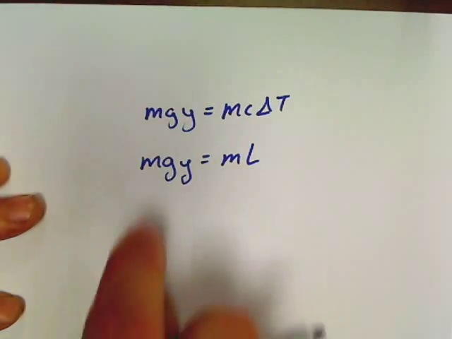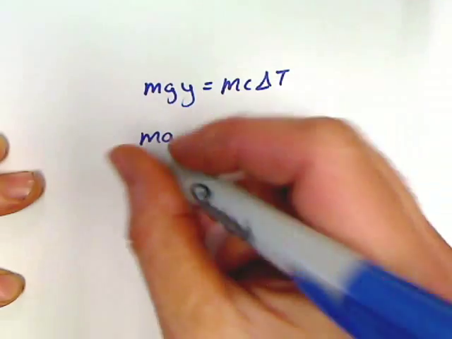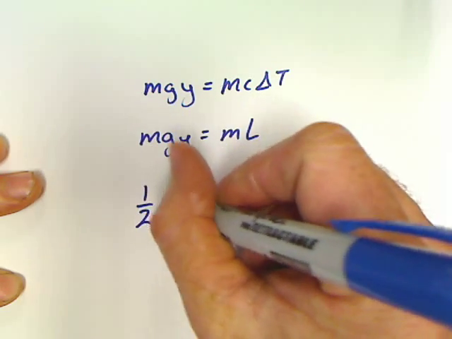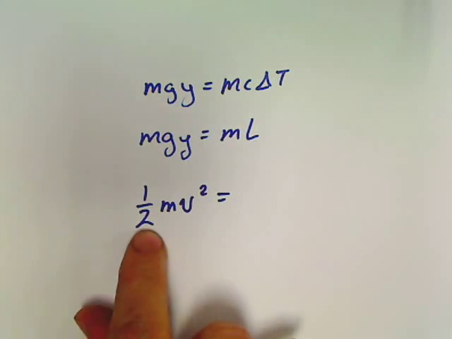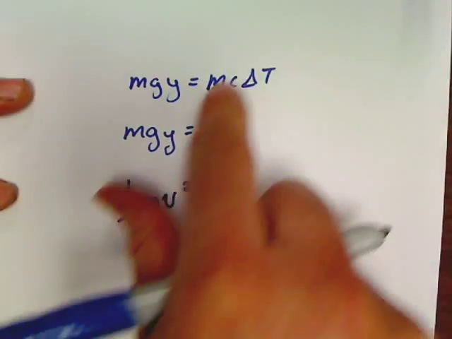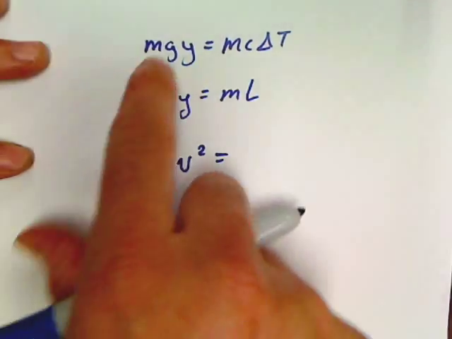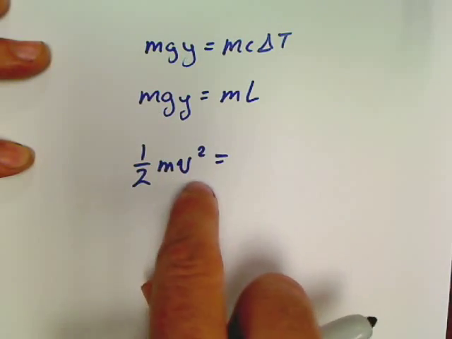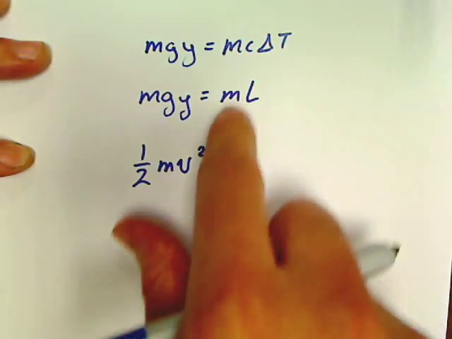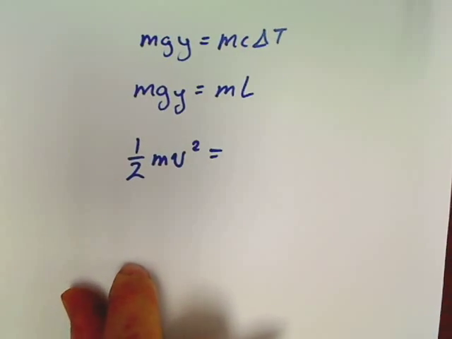So this goes for everything. So we could set 1/2 mv squared if you had a bullet or something that was shot and got hot. We could set the bullet's energy equal to, again, either one of these 2 things that's up here. So any equation we've ever had for energy, we could set equal to either ML or mc delta T.